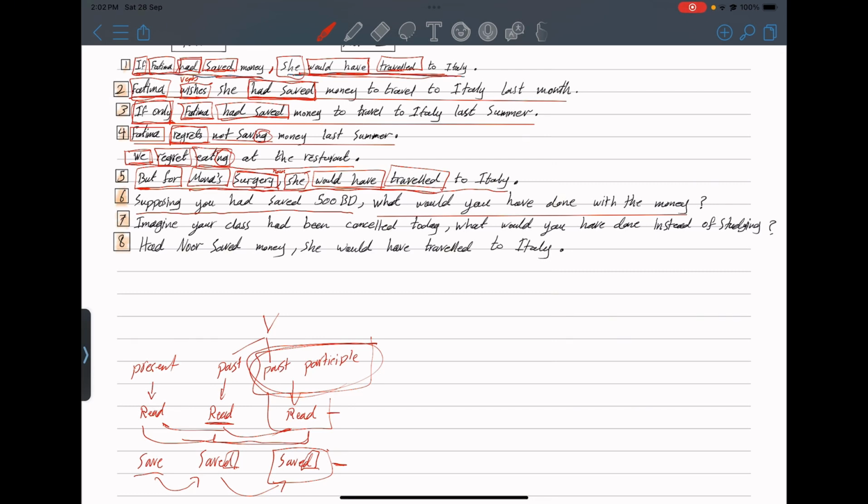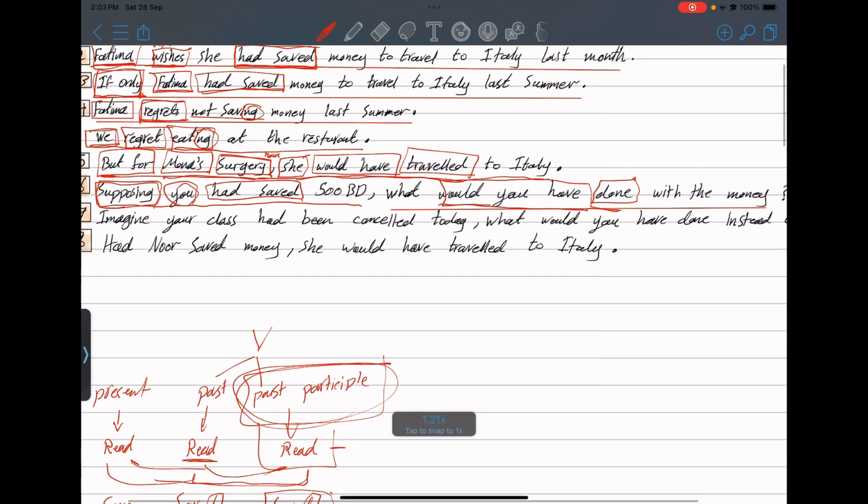So here we are asking, if you had saved the money, what would you have done with the money? Supposing the main thing. Then you have the subject, had and past participle. Would you have, the main thing, and you have the past participle. Don't forget, it's a question, so you should write what and you should write you.